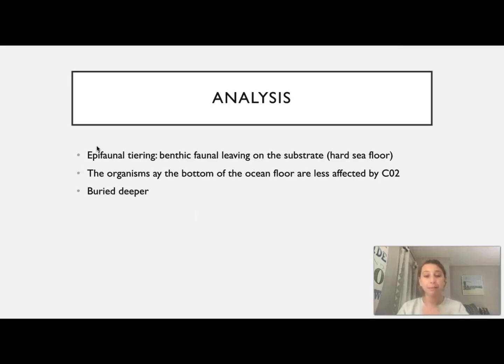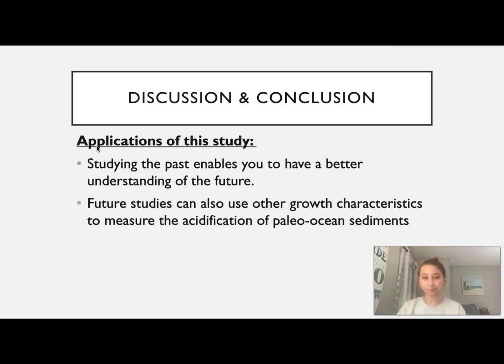Epifaunal tiering is the benthic fauna living on the substrate or the hard sea floor. So that's kind of another way to say S-inf. So that means that both of them were buried deeper in the ocean's core. And the organisms at the bottom of the ocean floor are less affected by CO2 as it dissolves. So CO2 starts very strong and then dissolves as it gets deeper in the ocean. And since these organisms were buried deeper, they were less affected by acidification.